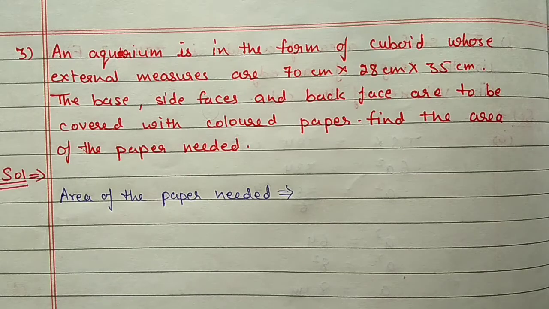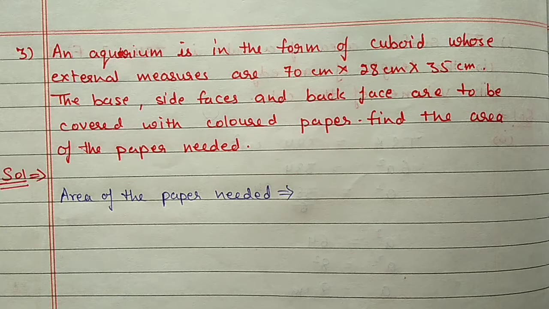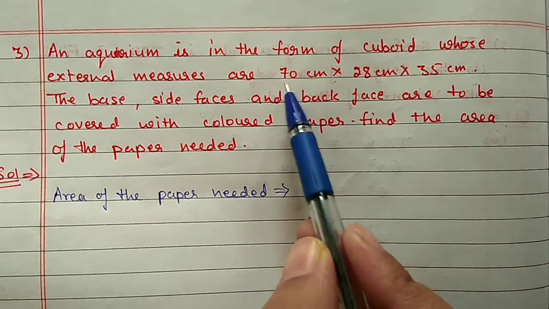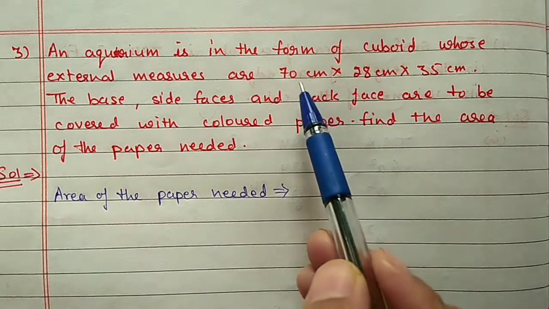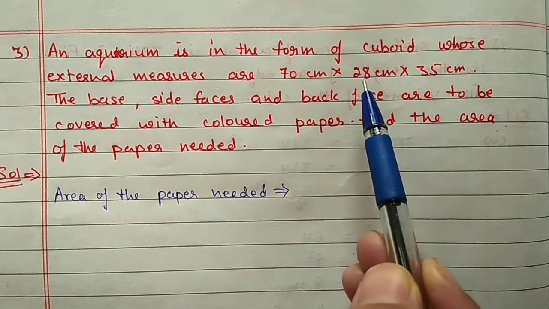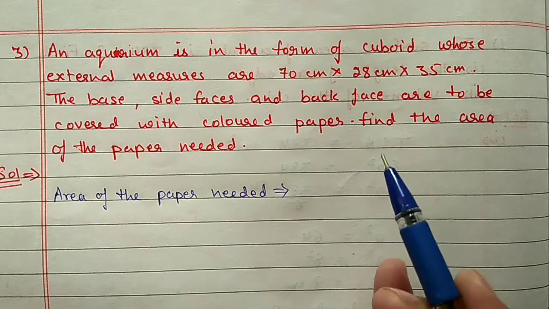Next, question number 3. An aquarium is in the form of a cuboid whose external measures are given: 70 centimeter into 28 centimeter into 35 centimeter. The base, side faces and back faces are to be covered with color paper. Find the area of the paper needed. So these 3 dimensions are given: length, breadth and height. If it is given like this, always remember the first one is length, then breadth, and then height.